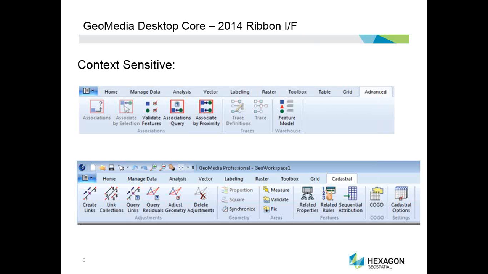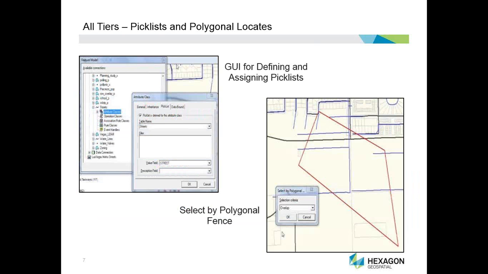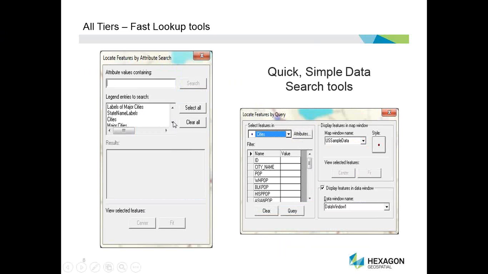With the 2014 release, we've also had some nice GUI enhancements. With the advanced feature model, you can now have a GUI for defining and assigning pick lists, and also a handy thing: if you're selecting features on the map, you can do a select by polygon fence, just draw a polygon on the map and get a list of all the features back in that area.